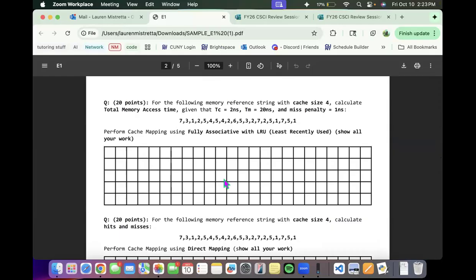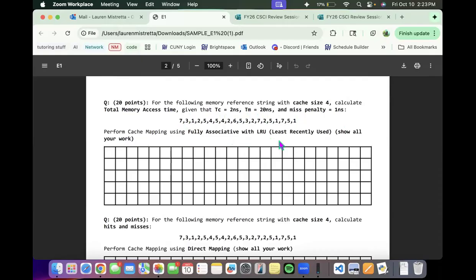All right, so for cache mapping, we're given the following memory reference string with cache size 4. Calculate the total memory access time, given that the time of a cache hit is 2 nanoseconds, the time of a miss is 20 nanoseconds, and the miss penalty is 1 nanosecond. Perform cache mapping using fully associative with least recently used. Show all your work.